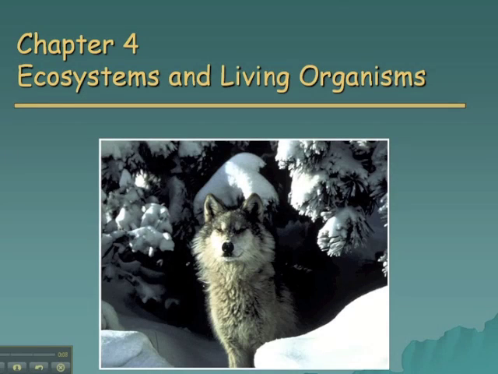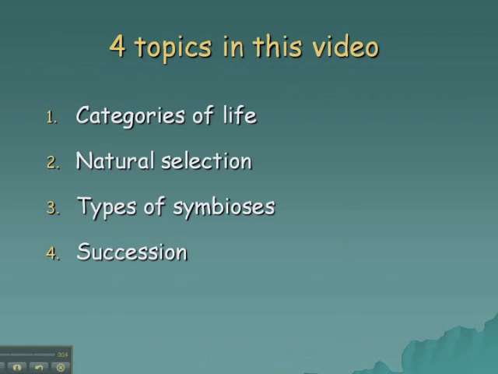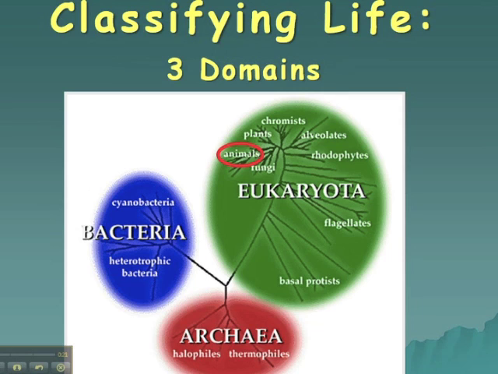Okay, so this is a video on some topics in Chapter 4, and the topics that we're going to be discussing are the categories of life, natural selection, types of symbioses, and succession. Alright, so first, the categories of life.